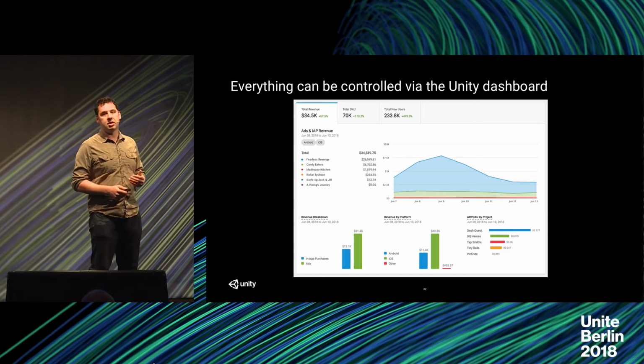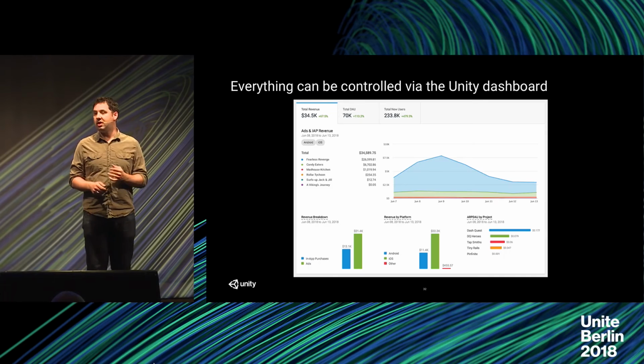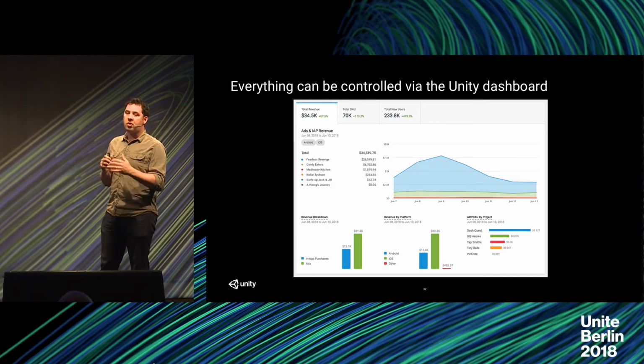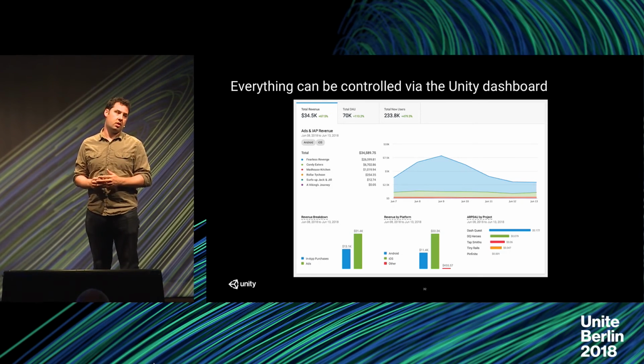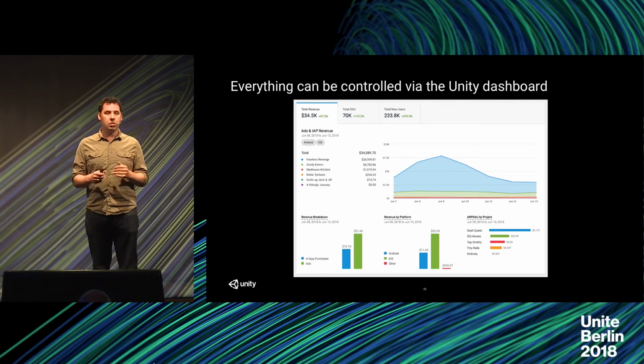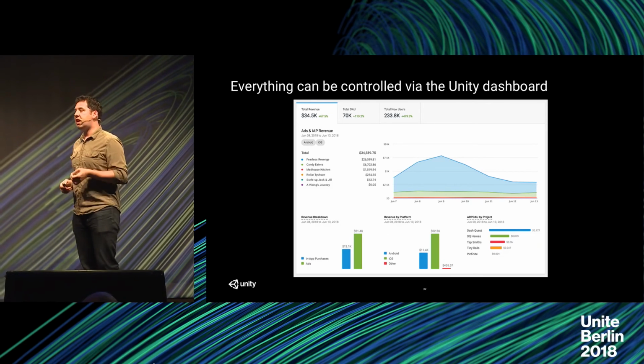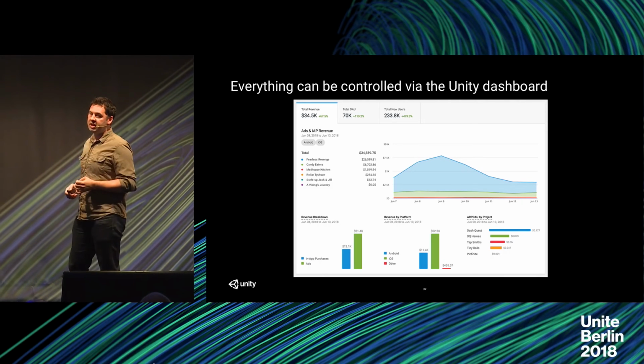All of our products are controlled and reported on using the Unity dashboard. Our Operate dashboard gives you a full picture of your revenue, retention, and user base. It shows you the split between IAP revenue and ads revenue that you're making. It shows what you're making with a single project on multiple different platforms and what the division is, as well as all the detailed metrics around ad monetization.